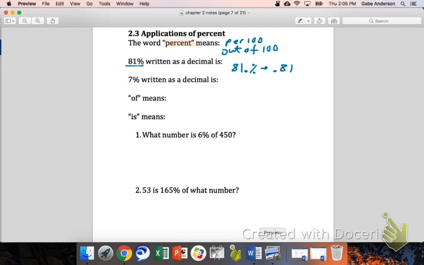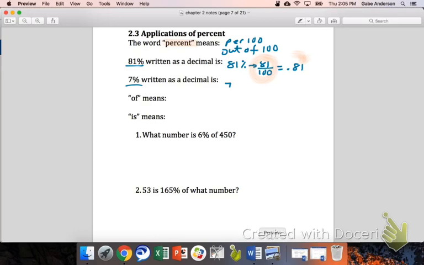The reasoning behind that is pretty simple. We could write it out like this and say 81%, since percent means per 100, we could write that as 81 over 100. And that's equal to 81 hundredths, which is 0.81. So we'll typically skip this step and just jump right over to this one here to convert a percent into a decimal.